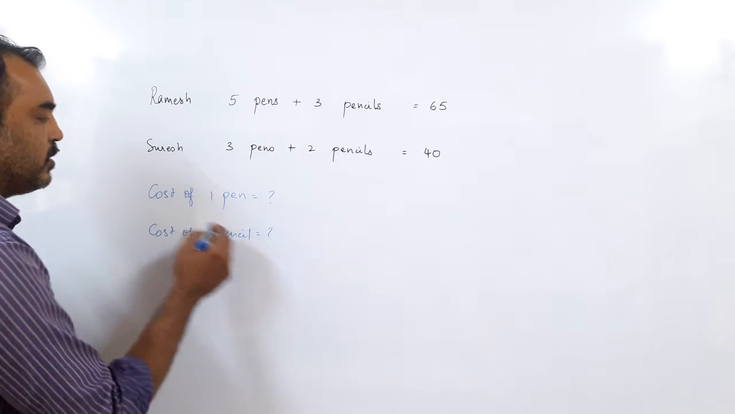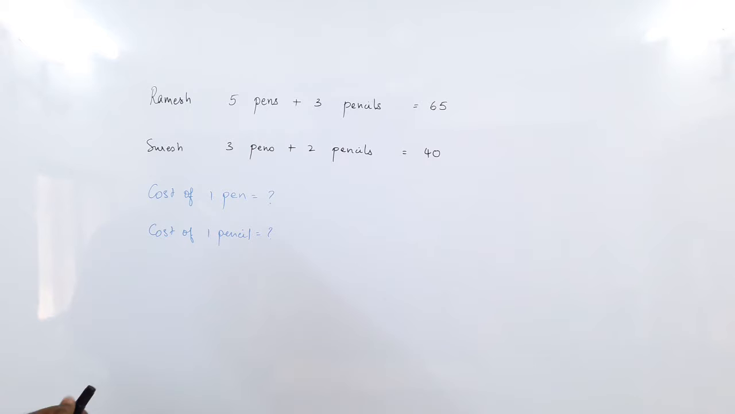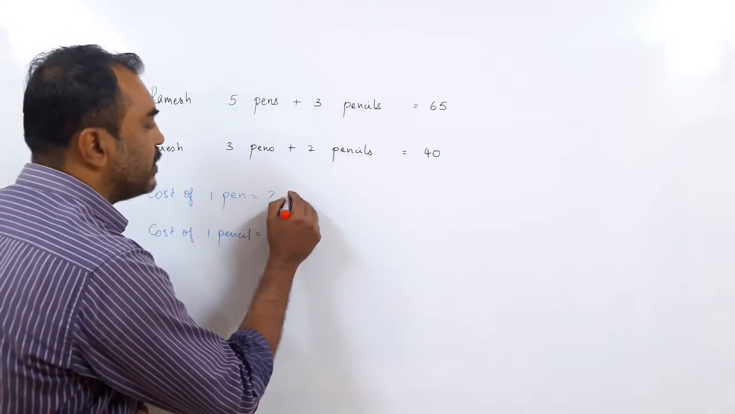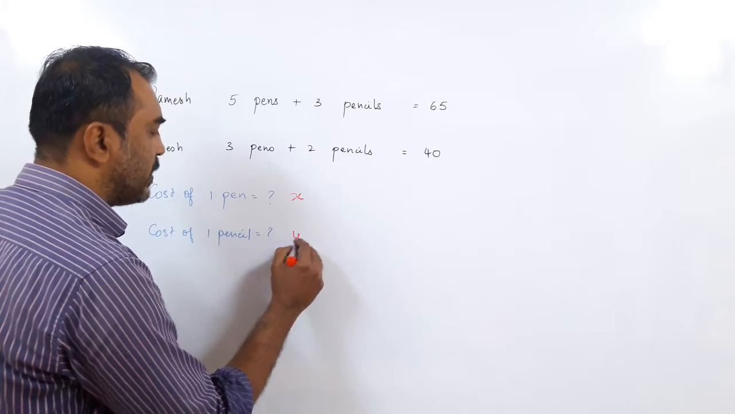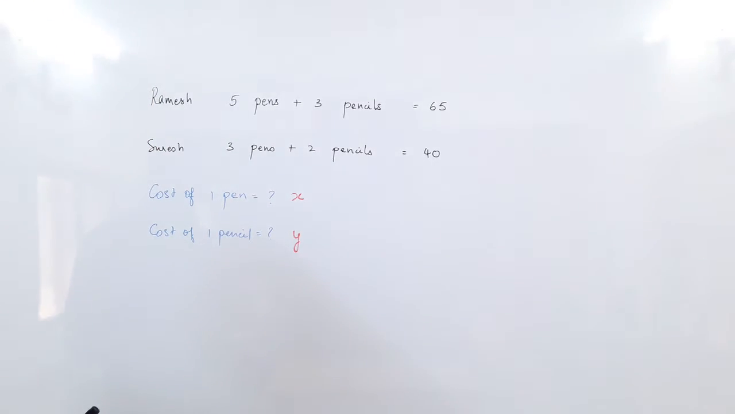So you can see there are two unknowns here, two variables. Can you see this? Now let us say, to solve this, let me consider the cost of the pen is x and the cost of the pencil is y. So what I have taken: the cost of one pen is x, the cost of one pencil is y.